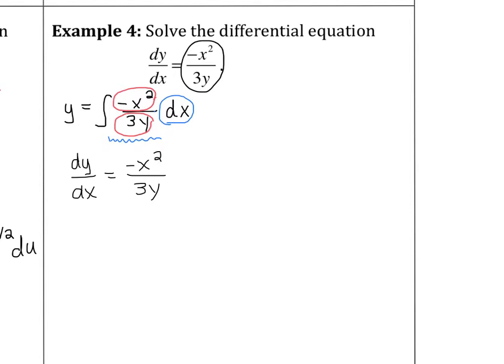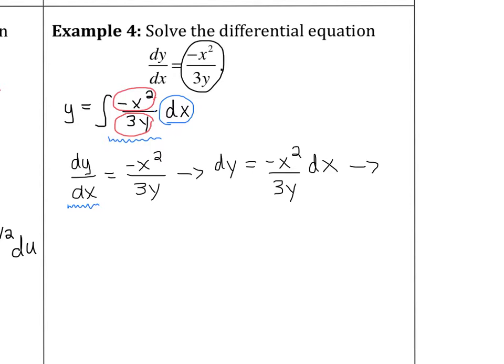For example, if you notice the way we currently have our differential equation set up, dx is on the bottom, on the left-hand side. So guess what? I don't want my x's on the left. I don't want a dx on the bottom. I want it on the top. So it looks like my x terms are going to be on the right and my y terms are going to be on the left. So from here, let's multiply both sides by dx. And we'll get dy equals negative x squared over 3y times dx. And we're very close now, right?